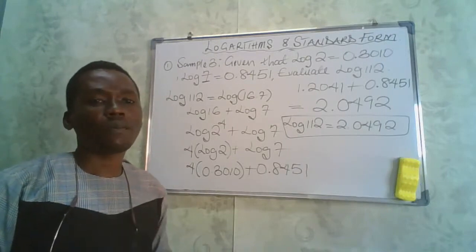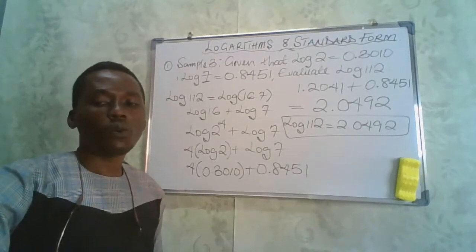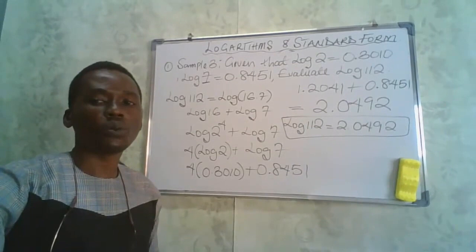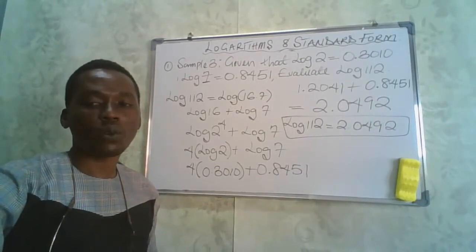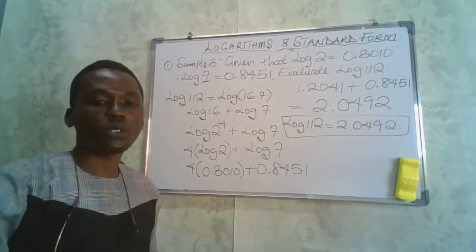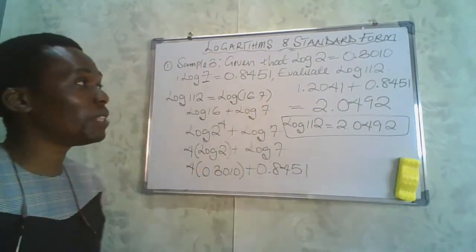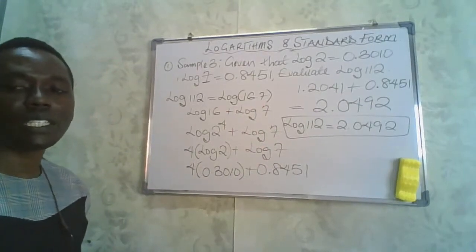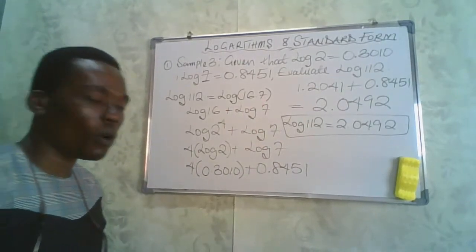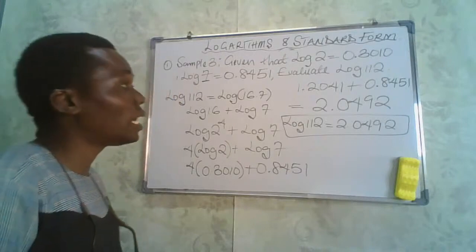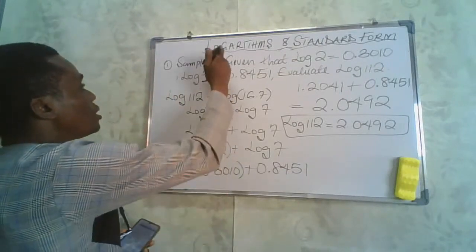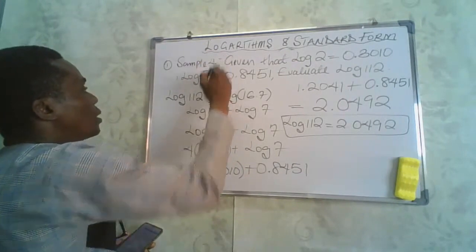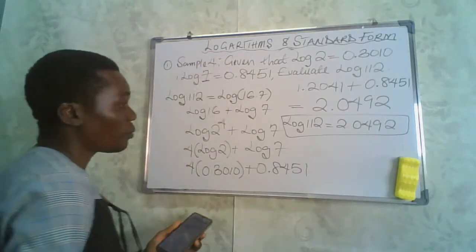Now, that is that. Now, let's look at the final question. If you are just joining us, we've taken 3 sample questions, and now we're going to consider one final question, similar to this. Let's look at that final question before we consider the standard form. This is going to be sample 4. Now, let's consider sample 4.